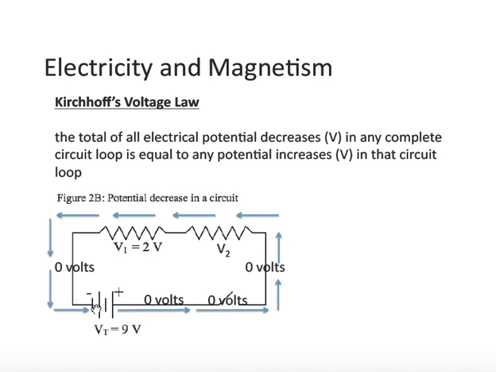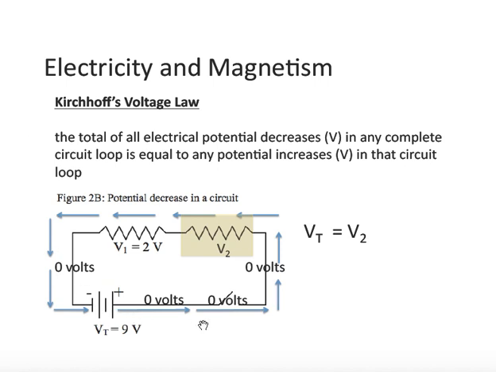All right, so we start off with the battery. It's just easier if you do that. So we start off with the battery, we write VT equals, because this is our potential increases. And what's it equal to? All the electric potential decreases. So VT equals.